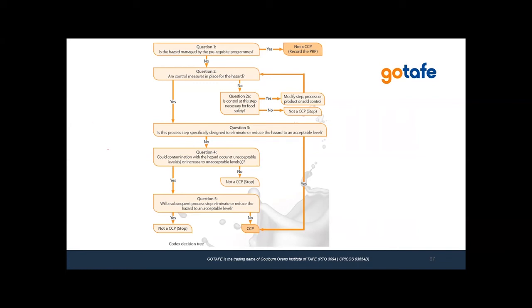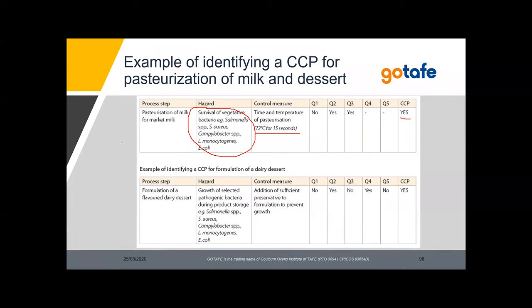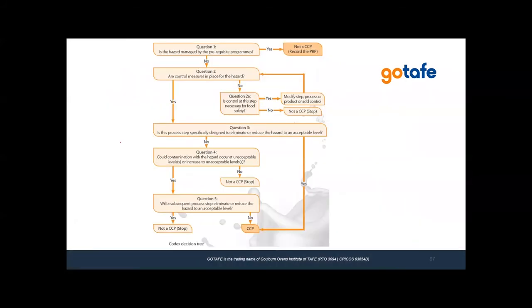So you have to go to question 5. What is question 5? Will a subsequent process step eliminate or reduce the hazard to an acceptable level? There probably won't be any. After you add the preservatives in there, you probably won't have any heat treatment on your products. That could be the last step before packaging. So the answer would be no. So that is why it is going to be a critical control point.